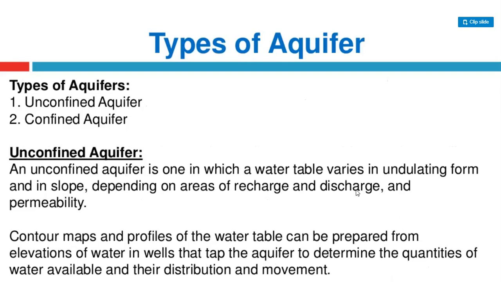An unconfined aquifer is one in which the water table varies in undulating form and in slope, depending on areas of recharge and discharge and permeability. Contour maps and profiles of the water table can be prepared from elevations of water in wells that tap the aquifer to determine the quantities of water available and their distribution and movement.